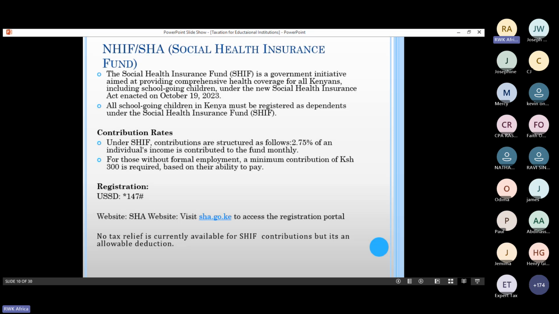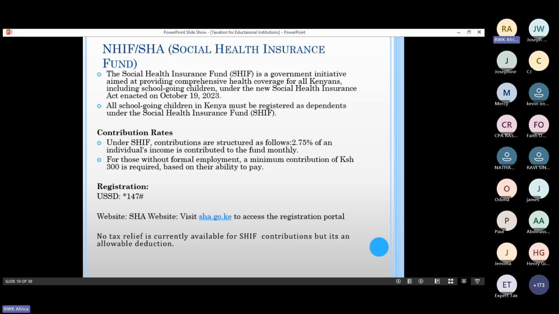So the contribution rate is 2.75% of your monthly income. So if you're earning 50,000, you're supposed to be deducted 2.75% by your employer, and they remit that to SHA. For anybody without formal employment, the minimum is 300. And I believe when you're registering for SHA, there are questions that we fill in, and they are used as a determinant of the monthly contribution that you are supposed to make on a monthly basis.